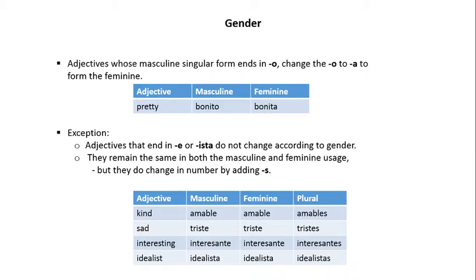So, let's go through this. The adjective kind is amable in the masculine and feminine form. The plural is amables. The adjective sad is triste in masculine and feminine forms. The plural is tristes. The adjective interesting is interesante in the masculine and feminine form. In the plural, it's interesantes. The adjective idealist is idealista in the masculine and feminine form, and in the plural is idealistas.